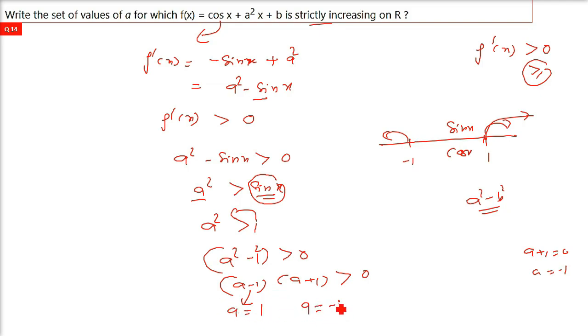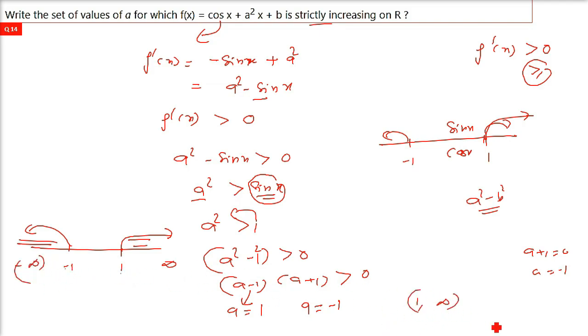So we have 1 and minus 1. These 1 and minus 1 mean what? They are the critical points, negative 1 and 1. So it will go up above 1 or go below negative 1. So 1 to infinity is the first part, and negative infinity to negative 1 is the second, and the final solution will be the union of these. So a should belong to this whole interval in order for this function to be strictly increasing on R.